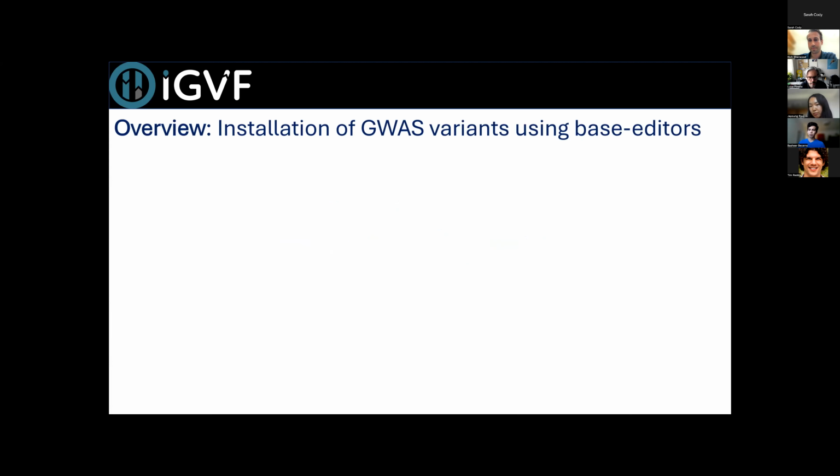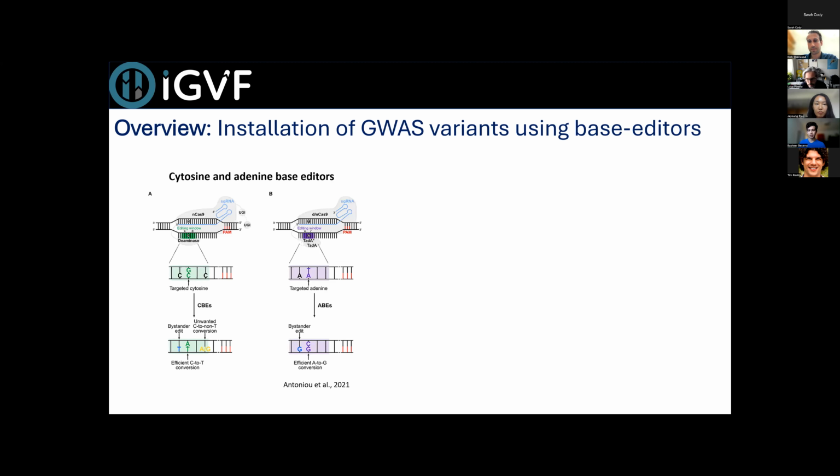So first, I'll start with an overview of how these screens are conducted. Rich may have highlighted a bit of it already, but typically we use cytosine base editors, and in review, cytosine base editors perform cytosine to thymine transition mutations, while adenine base editors perform adenine to guanine transition mutations. These can be used to characterize variants and assess their function, hence their utility in IGVF.